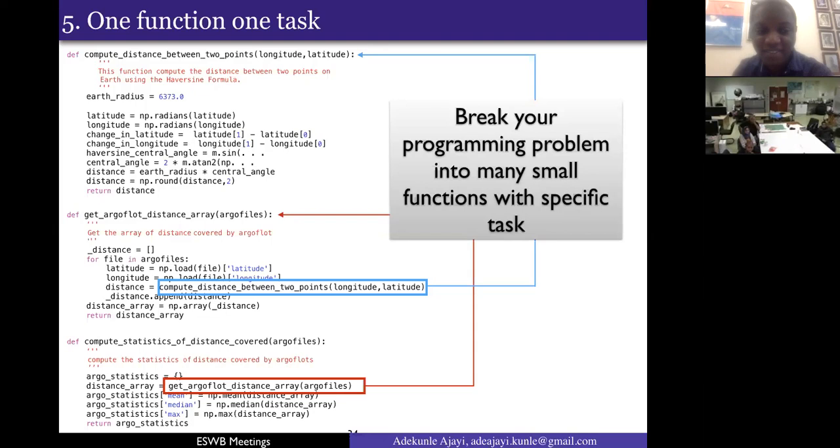Yes, hi. I want to ask about argo statistics. Is that the data frame that you are calling? No, it's just a file. I said get argo float distance array. So I'm getting the file, and remember in get argo float distance array, I'm getting the file and looping over the file. It's just like an NPZ. So the file is where you have your coordinates with your lat longs. Exactly. Okay, and then from there you are using the built-in functions to compute the statistics. Exactly.